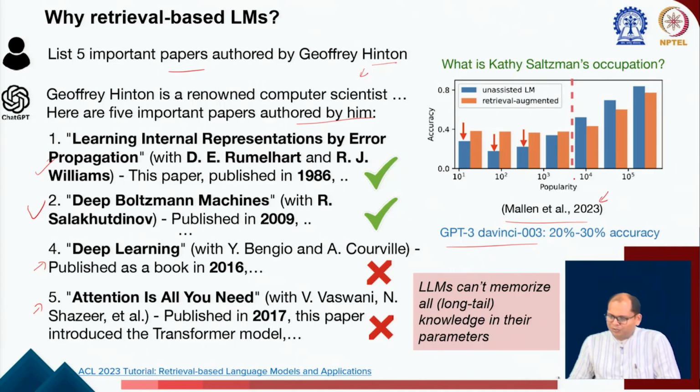So what they found, this is the model without retrieval and this is with retrieval. If you query for popular entities, the unassisted language model itself gives a very good answer, right.